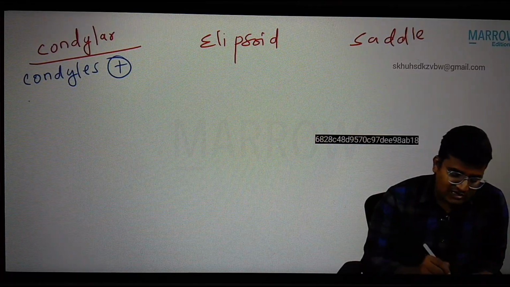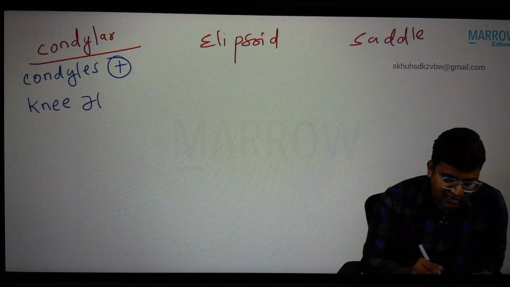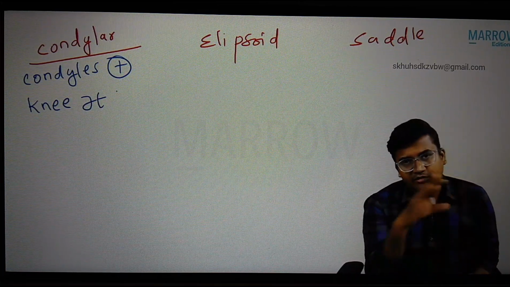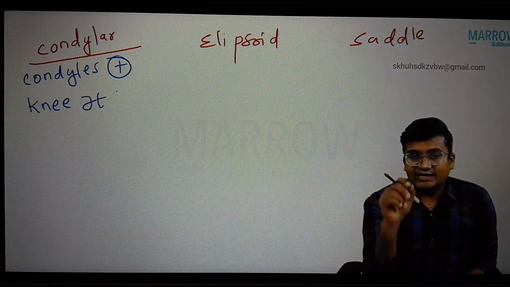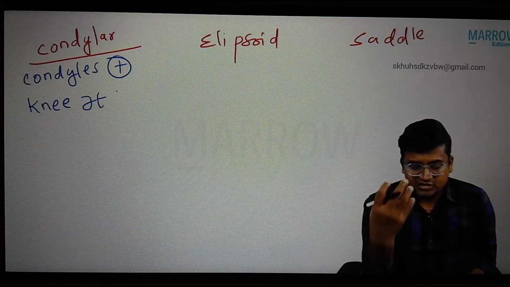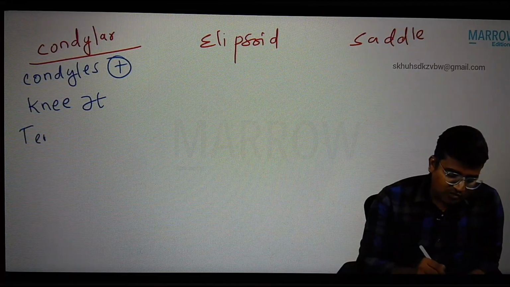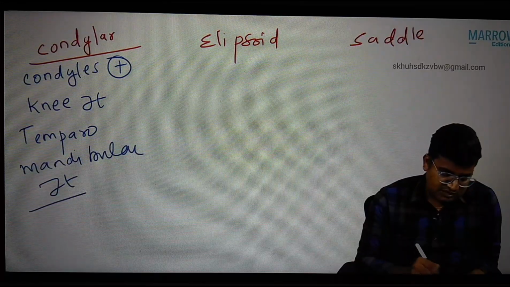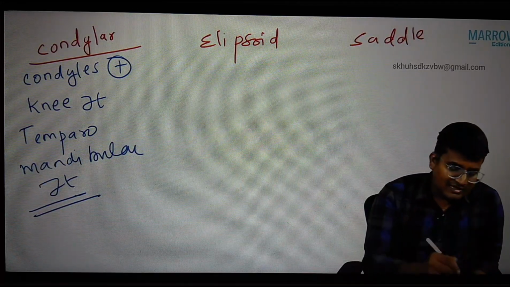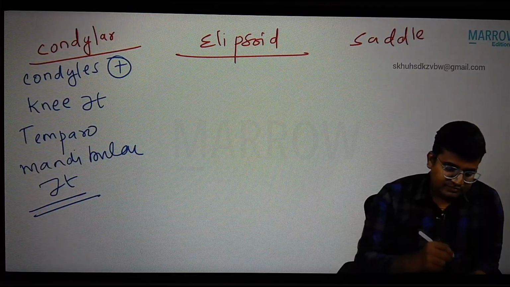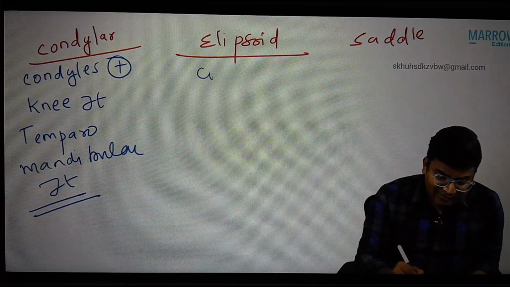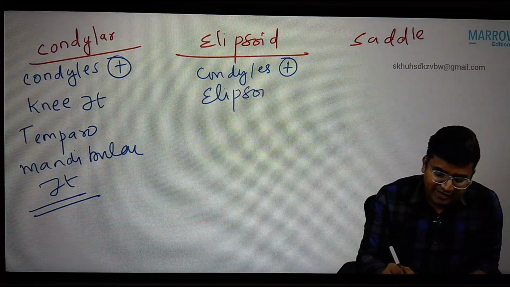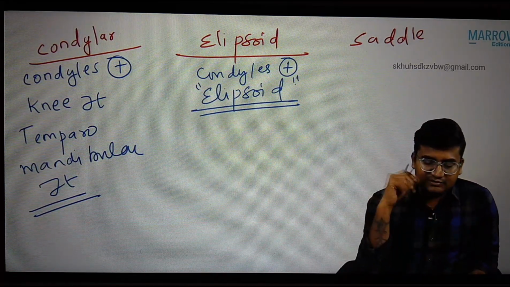Now what are the examples for condylar joint? Our knee joint is a condylar joint. Knee joint is a modified hinge joint or condylar joint. Both are the same only. But the knee joint is not a hinge joint. And one more joint is the temporomandibular joint. Next, the ellipsoid joint. So in the ellipsoid joint, again condyles are present, but these condyles are in the shape of an ellipsoid. That is why we kept it as a separate category, ellipsoid joint.